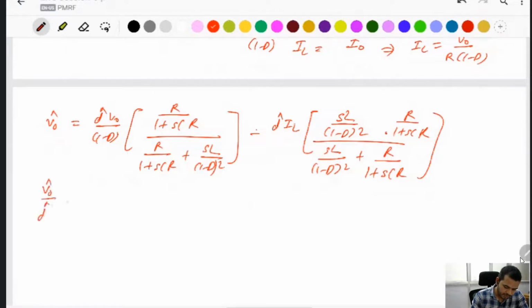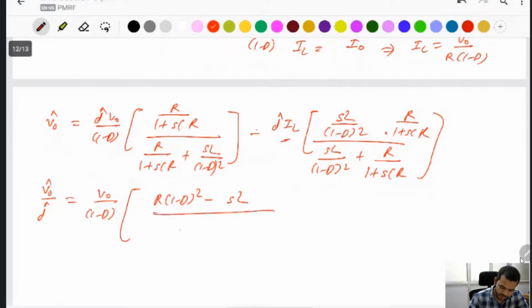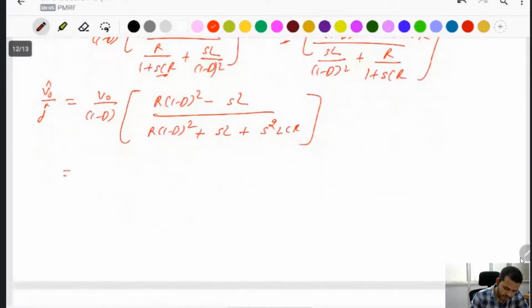V naught divided by d cap is the transfer function, and V naught divided by 1 minus d is common here, and this one is the denominator. You have to find R 1 minus d square minus only SL here, where R cancels out. If you find V naught by R 1 minus d here, then R cancels out and only SL is found here, divided by R 1 minus d whole square, plus SL plus S square LCR. So take CR and calculate here. Take L as common. V naught into L divided by 1 minus d is the transfer function.